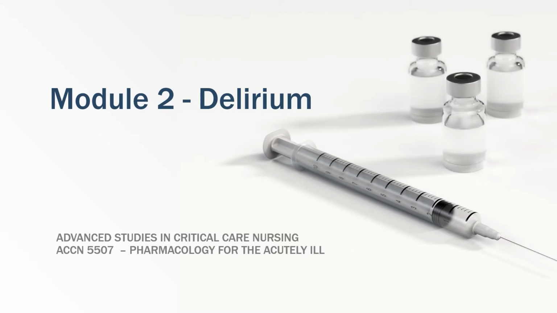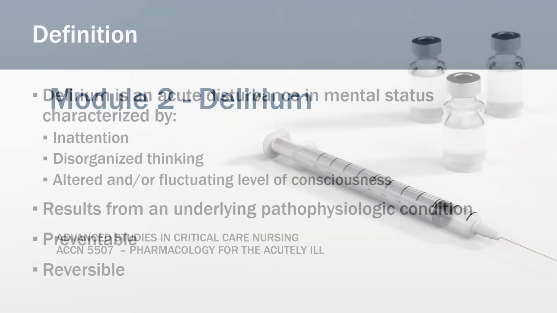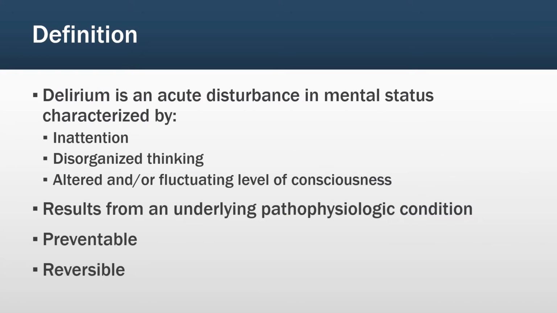This PowerPoint will discuss the assessment and management of delirium in the ICU. Delirium has come to the forefront of our attention in the ICU as a serious condition with far-reaching effects. Delirium is defined as an acute disturbance in mental status. It is characterized by inattention, disorganized thinking, and an alternating or fluctuating level of consciousness. Delirium results from an underlying pathophysiologic condition. In many instances, it is believed to be preventable and reversible.